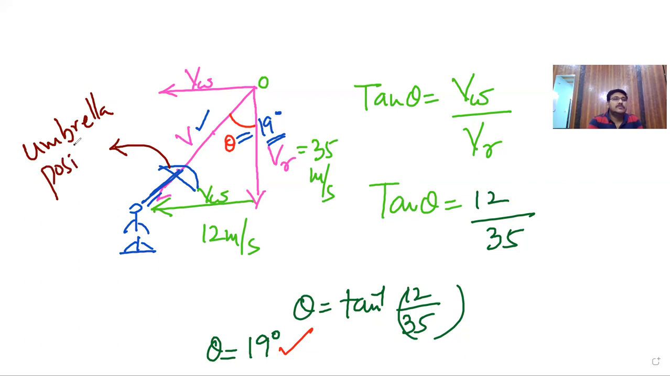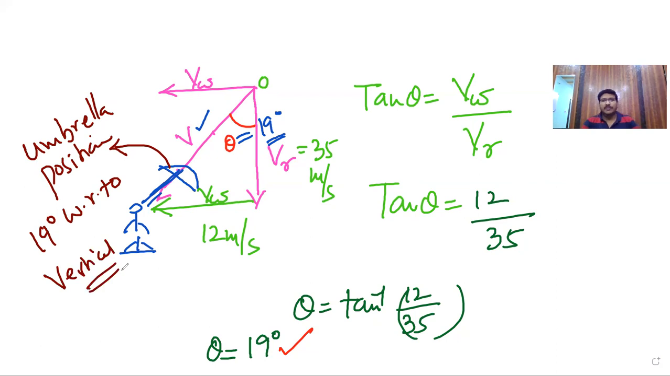Position. 19 degrees with respect to vertical. Very good practical problem. Is it clear? Now, this problem we can see in the vector form also.